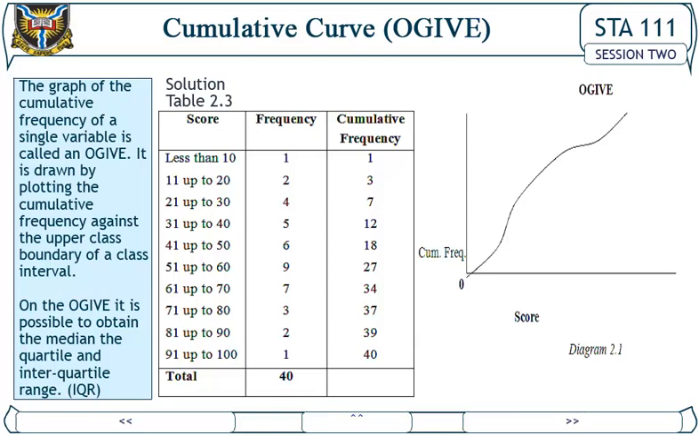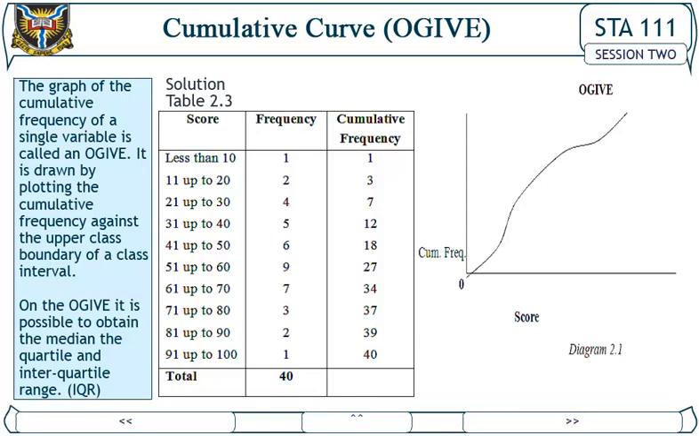Cumulative curve, ogive. The graph of the cumulative frequency of a single variable is called an ogive. It is drawn by plotting the cumulative frequency against the upper class boundary of a class interval. On the ogive, it is possible to obtain the median, the quartile, and the interquartile range, IQR.